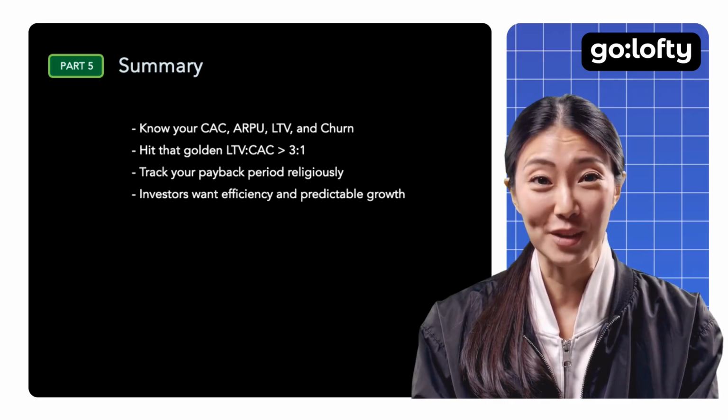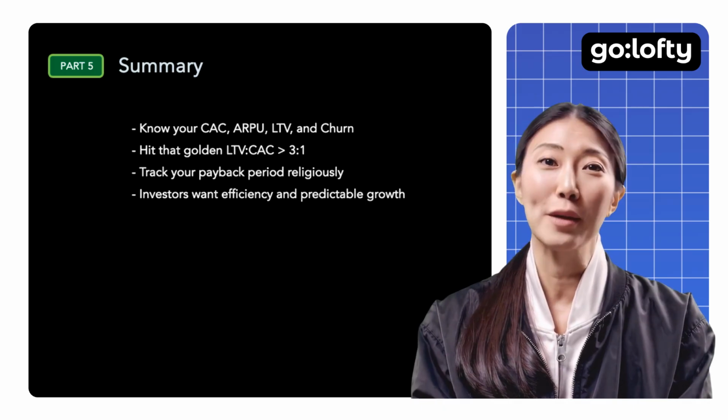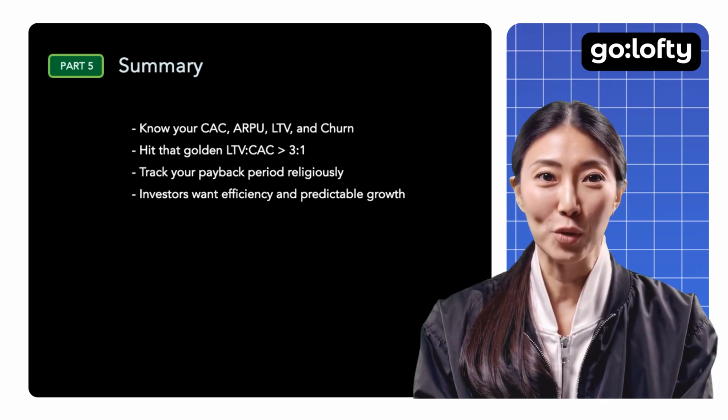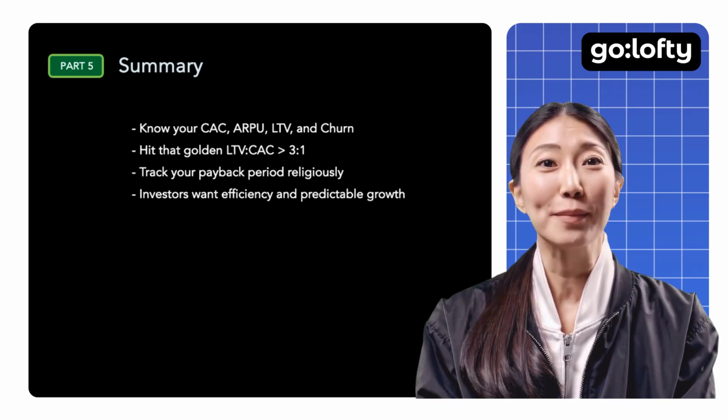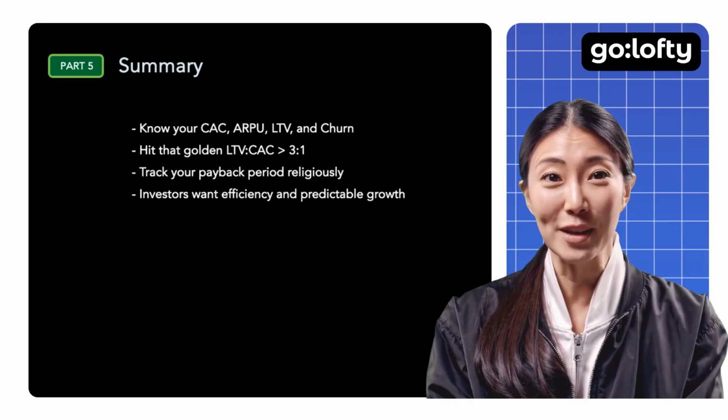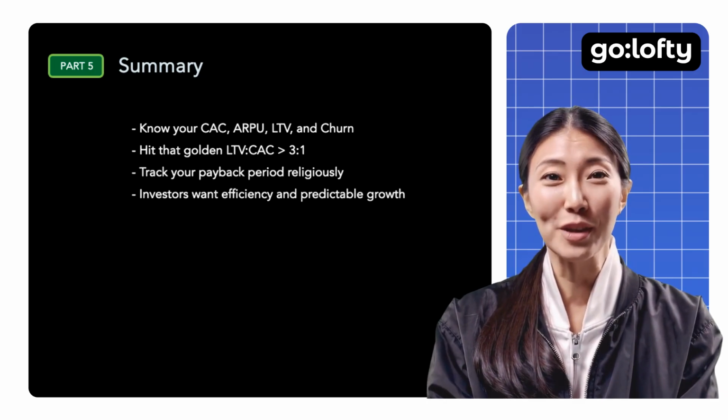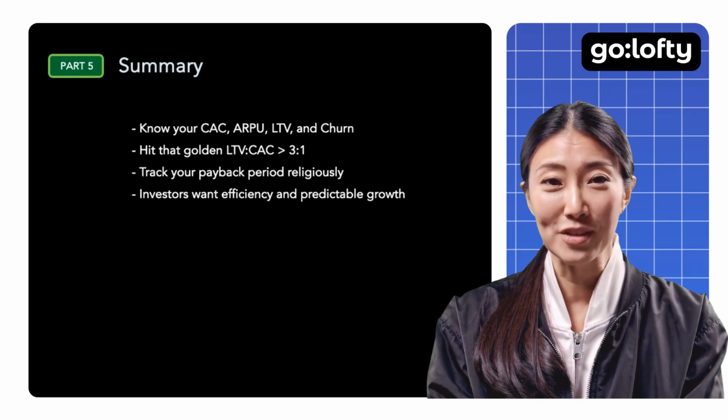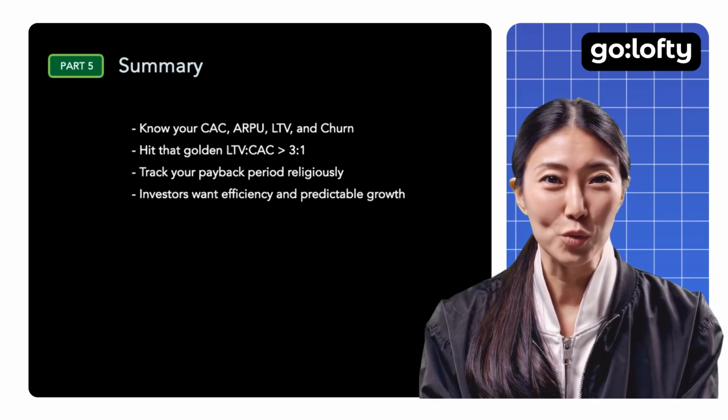Let's wrap it up. Know your CAC, ARPU, LTV, and churn. Hit that golden LTV to CAC of 3-to-1. Track your payback period religiously. Investors want efficiency and predictable growth.